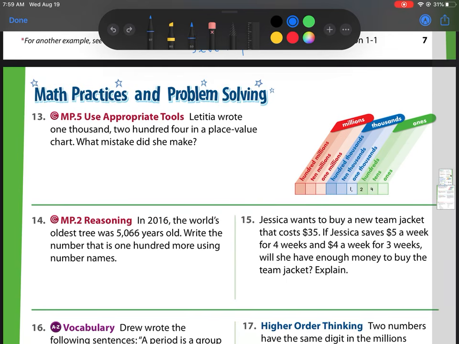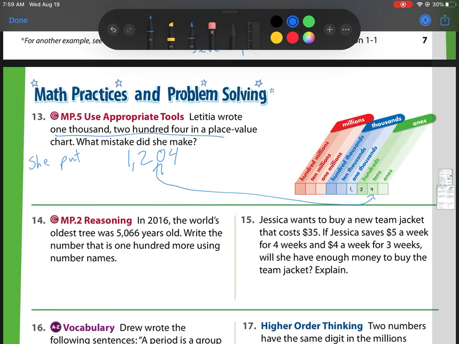So here it says, Latito wrote 1,200. So I'm going to write out what she did. 1,204. So notice it doesn't say 40, it just says 4. So that means there must be no tens in a place value chart. What mistake did she make? Well, her mistake we can see is that she didn't put that 4 in there. So she put in the 10 spot. So we're going to put this for our answer.